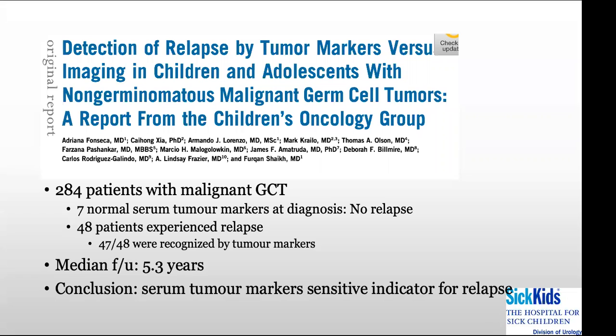And the conclusion of this multi-center study was that in patients with malignant germ cell tumors, serum tumor markers are sensitive indicators for relapse, especially in those who presented with elevation at diagnosis. So the goal of this was to reduce the quantity and frequency of surveillance imaging, each of which provides a cumulative increase in radiation exposure and places younger patients at risk for development of later secondary malignancies.